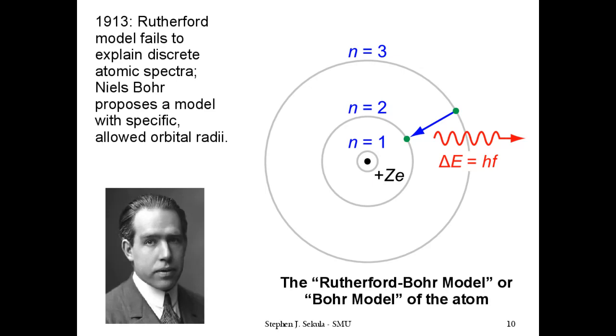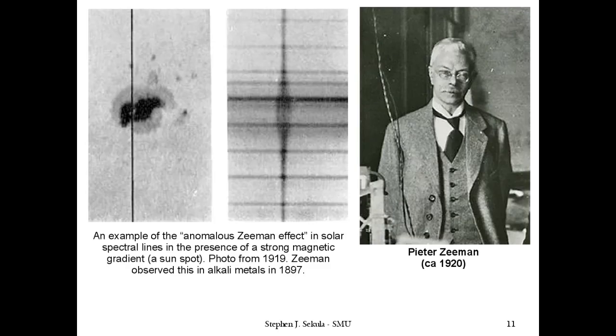But there were other problems that were left to be solved later. One of these is something called the Zeeman effect, or the anomalous Zeeman effect. And this was actually something that was observed in 1897, the same year that the electron was discovered. 1897 was actually a really important year for experimental observation in physics. Here's Peter Zeeman over here. This is a photo of him circa 1920.